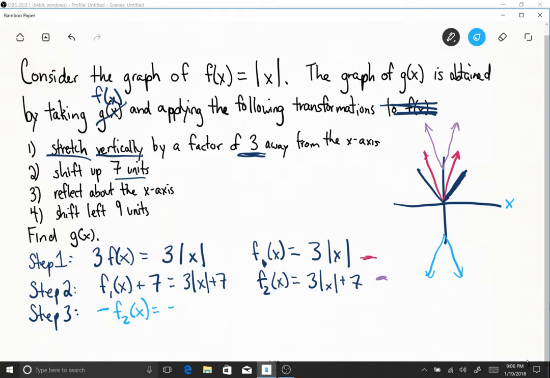So now this is where you get the negative times the quantity, 3 absolute value of x plus 7. You might say, well, Josh, why does that work? Well, notice when we distribute that negative sign, you get the negative 3 absolute value of x, but you get the minus 7, which indicates reflecting about the x-axis at that point. So in this case, we'll call this f3 of x, and we'll say it's negative times 3 absolute value of x plus 7, or you can also say that's negative 3 absolute value of x minus 7. Either way it works, but you've got to be careful.